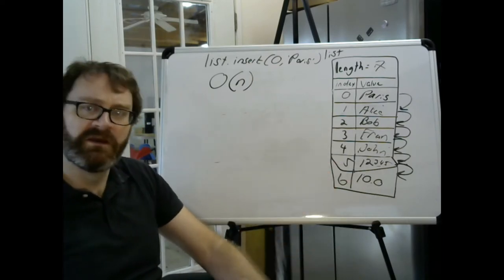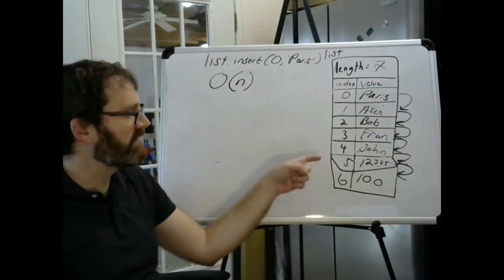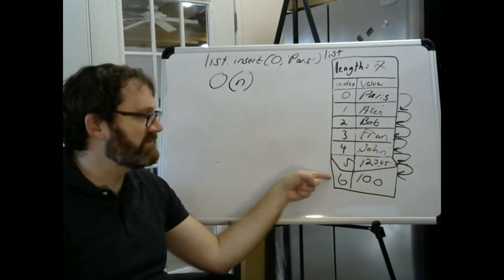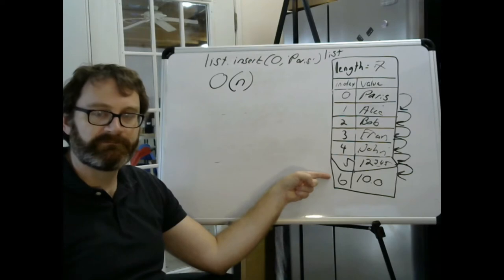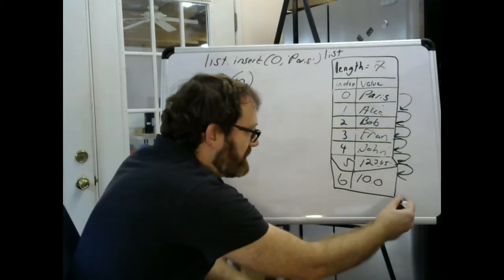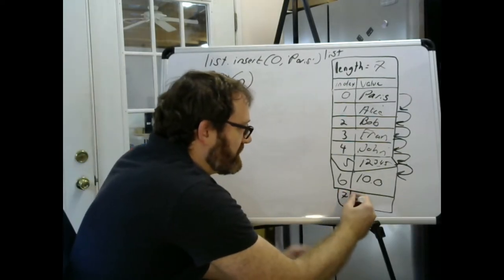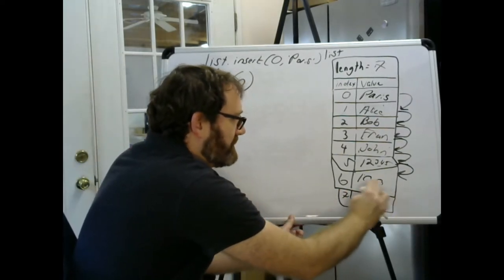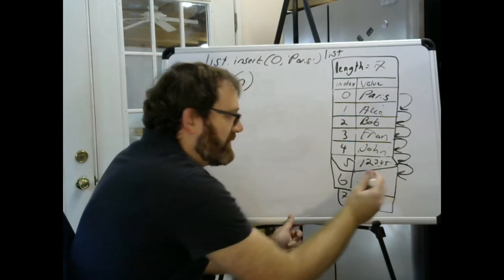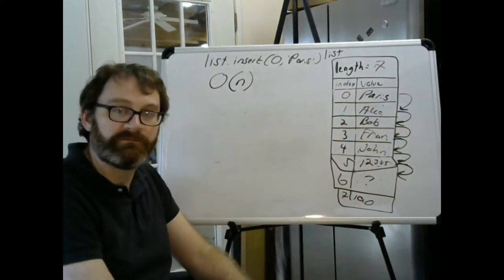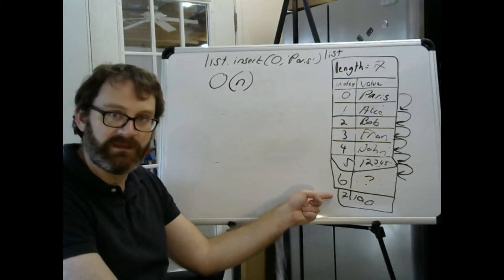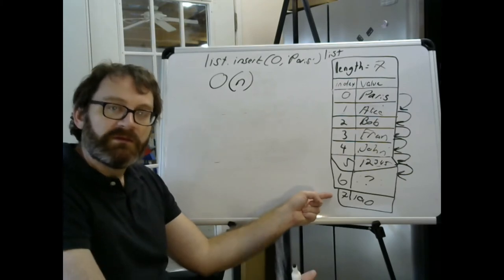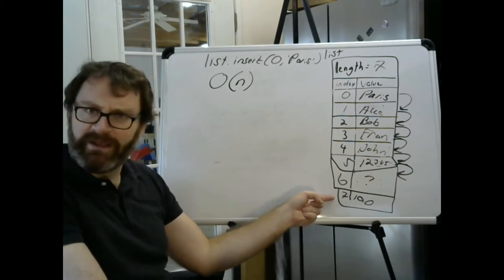Now, obviously, a quick thought exercise. What if I want to insert, say, at index 6? Maybe I want to put something here. Well, all I would have to do in that case is shift 10 down and put my whatever in 6. So I would only have to shift one thing. So is that big O of 1?